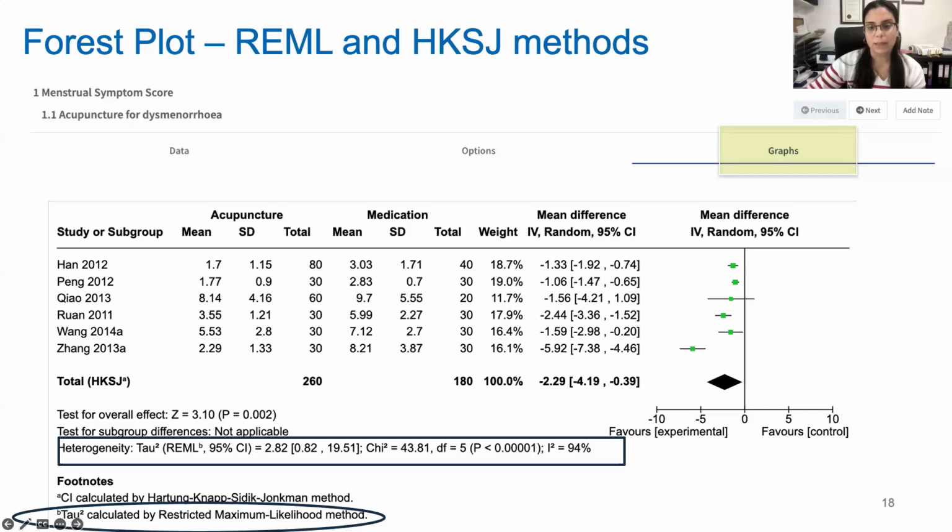Overall, the tau square and the I-square have changed in this example, but the confidence interval for the tau square remains the same. And that's actually expected because this calculation is irrespective of the tau square estimation method that we used.